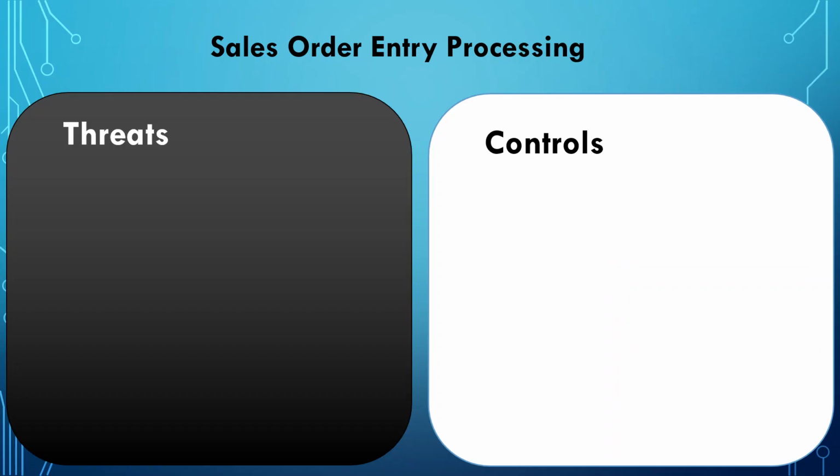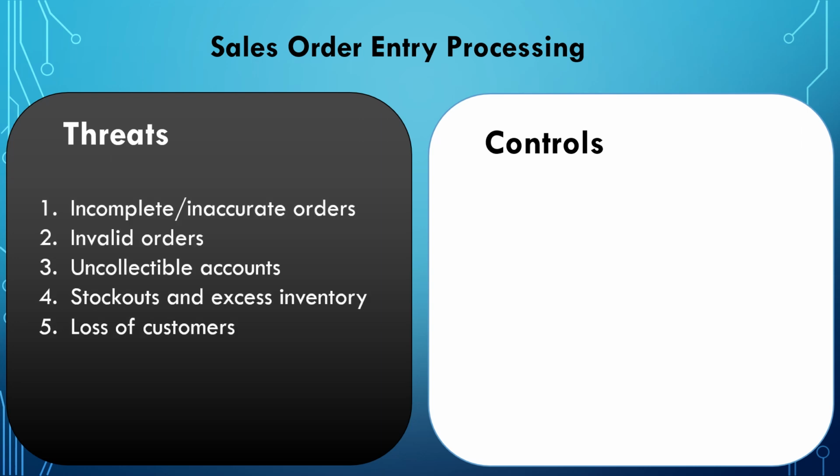Okay. To have a good understanding, I try to illustrate more on the threats or risks, and also the IT control in specific, in this way. In the threats and risks, we have incomplete or incorrect orders, invalid orders, uncollectible accounts, stock out and excess inventories, loss of customers. So these are the threats related to sales order entry processing.